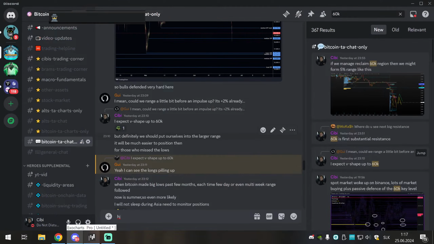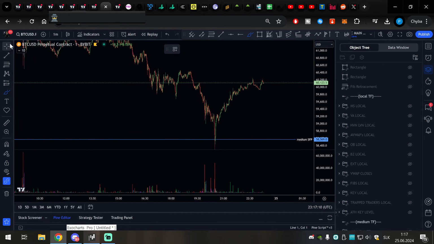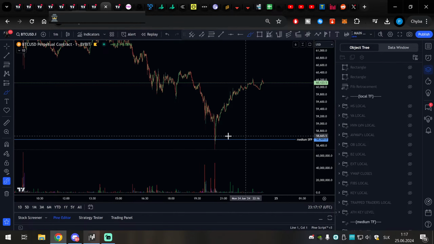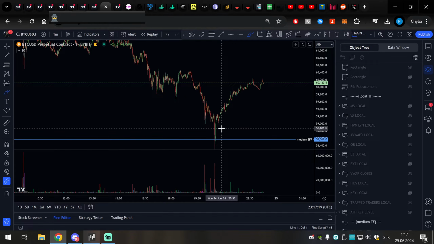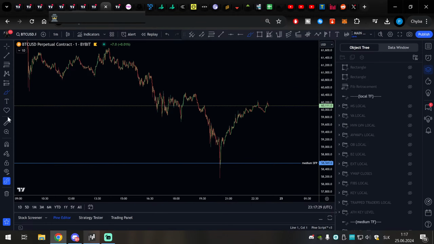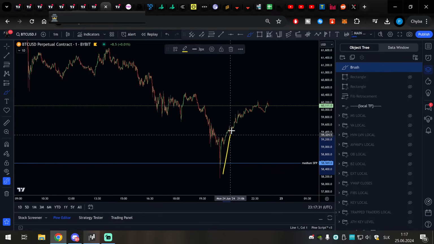Okay, so I'm saying, definitely we should put ourselves into the larger range, because the move to the downside was so exhaustive and so outstretched. We also expect the range to be nothing like this. No way. The market is always like a spring. I always remind you of that. And now the spring was squeezed very, very heavily. So now you need a really big bounce. We can turn off this. So 60k was reached.